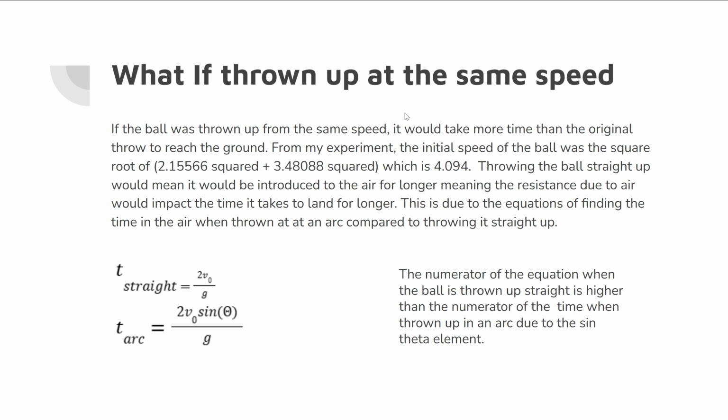So what if it's thrown up at the same speed? If the ball is thrown up at the same speed, it would take more time than the original throw to reach the ground. From my experiment, the initial speed is 4.094. Throwing the ball straight up would mean that it would be exposed to the air for longer, meaning the resistance due to air would impact the time it takes to land, making it take longer. And this is due to the equations we find when we find the time when it's thrown up in an arc compared to when it's thrown straight up in the air. Here it is. The sine component makes the number smaller.